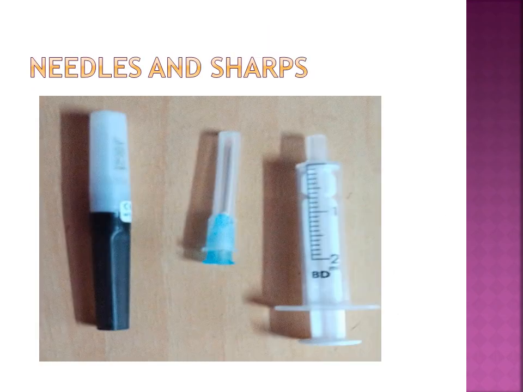So these are the needles or sharps. You can see here needles with syringes, then insulin syringes for injection, then vacutainers or lancets, capillaries to prick the site. They come under needles and sharps.